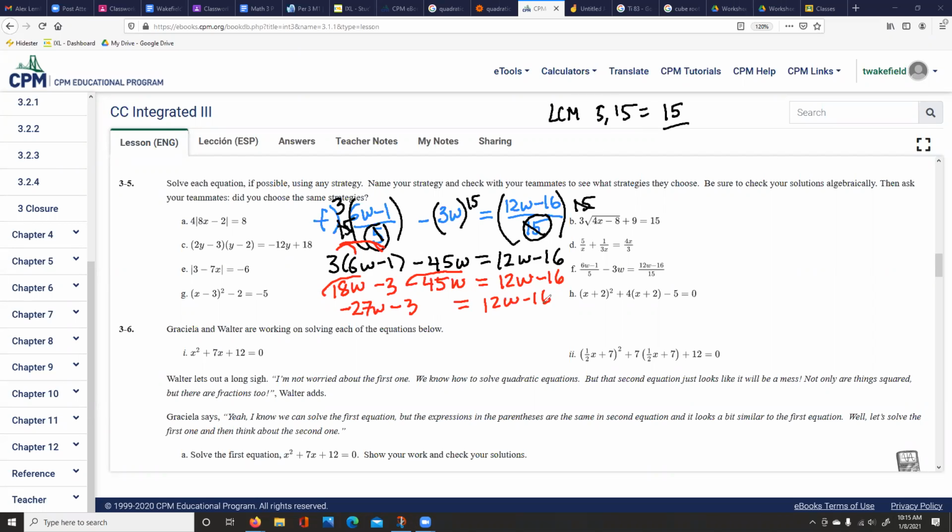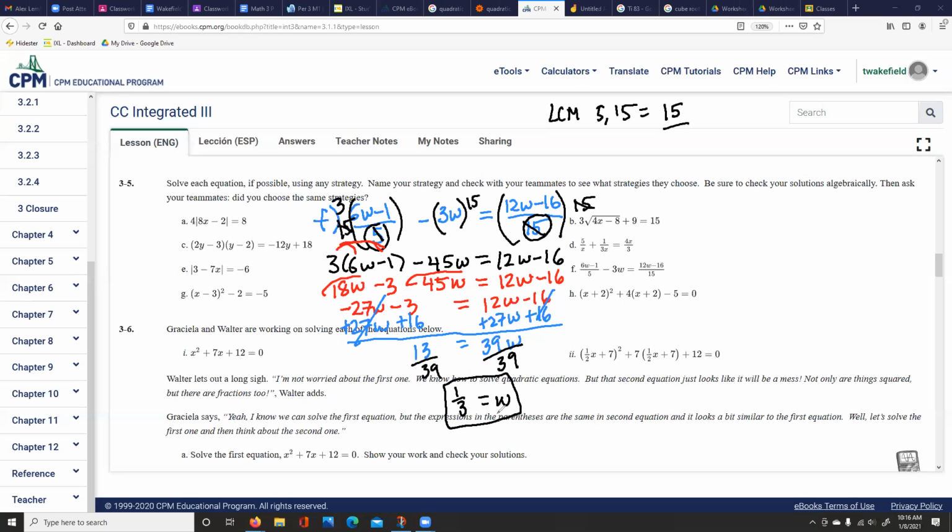2 steps here to solve this problem. Let me add the 27 since this is negative. I'm going to add 27W over here. And let me go ahead and move the 16 over here. So I'm going to add 16 over here, add 16 over here to get rid of that from that side and get rid of this from this side. 16 minus 3 will be 13 equals, this will give me 39W. That's nice because now I'm just going to divide by 39, and W is going to equal 1/3.